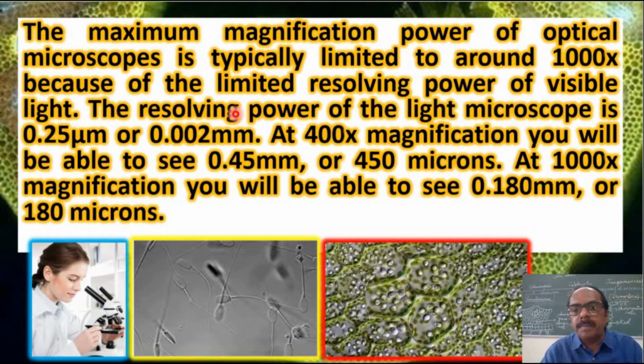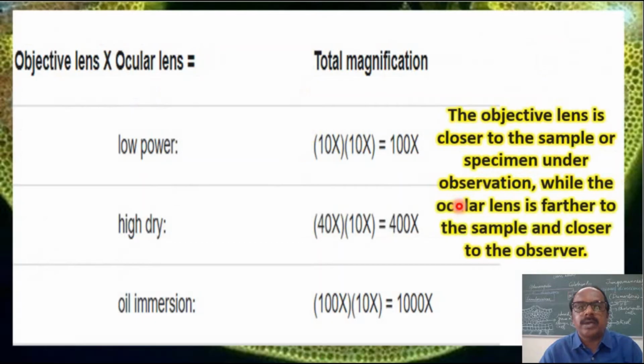The resolving power of a microscope is about 0.25 micron, which is also 0.002 millimeter. At 400 times magnification, you will be able to see 0.45 millimeter or 450 microns. At 1000 times magnification, you will be able to see objects of about 180 microns.